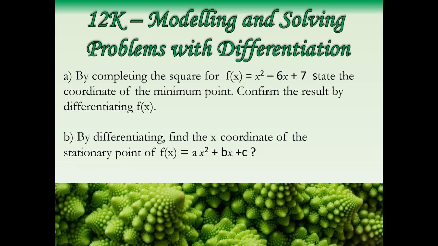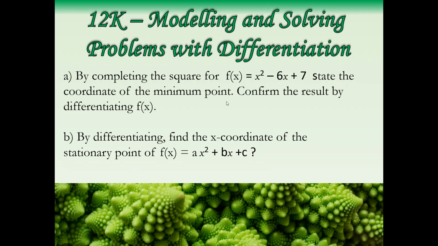This is also a nice question. It's a reminder of what topics we've already done. Pause the video, have a go at it, and I'll show you next. All right, I hope you've had a go at it. It's asking us to complete the square in part A and to find the minimum point, and also in part B to differentiate this expression and find the stationary point for that. So let's see what we can do.